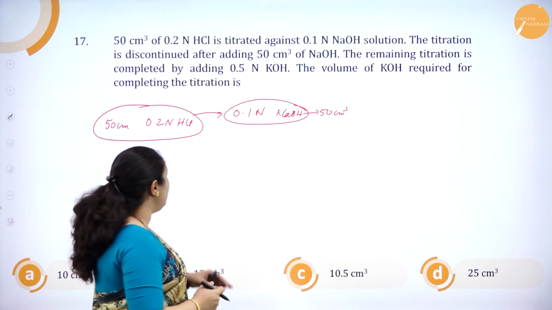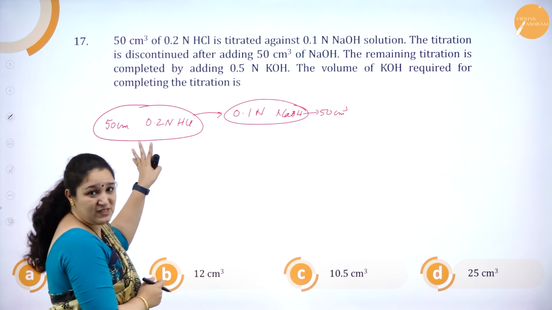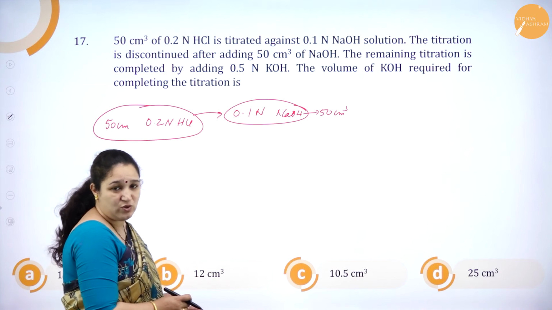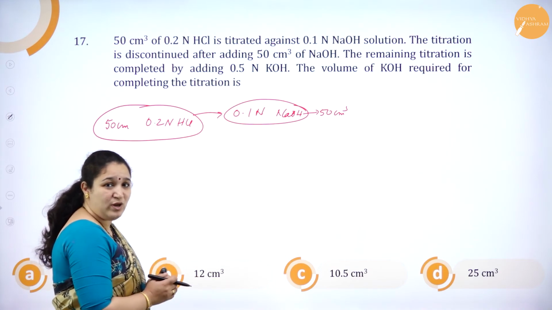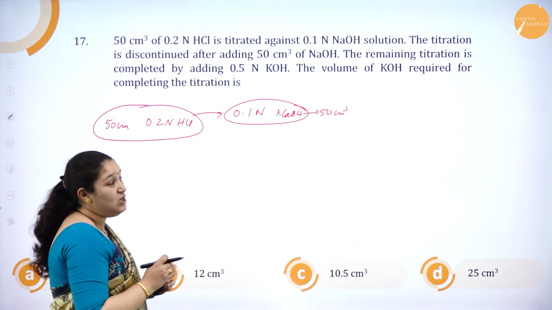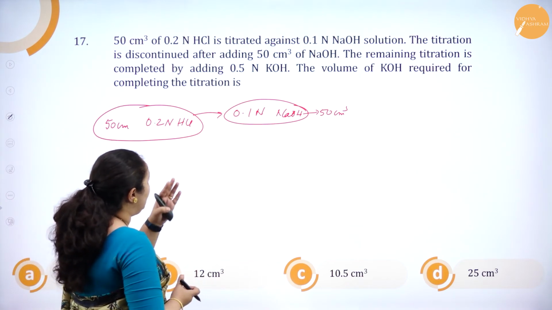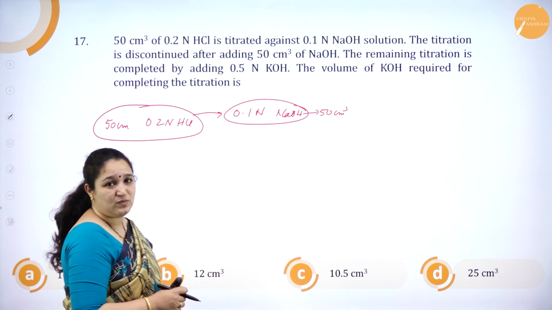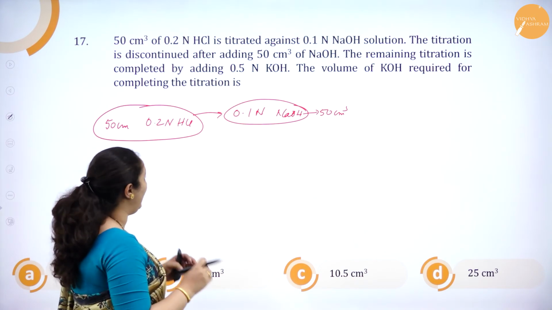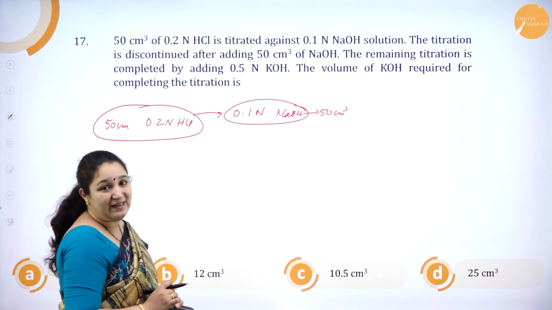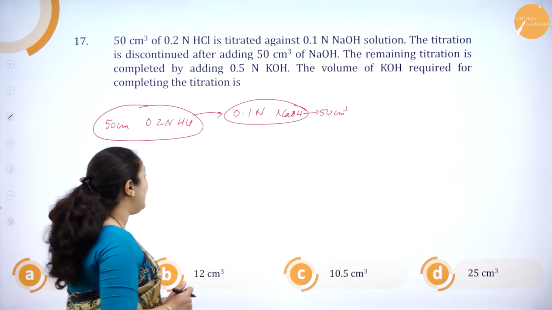Then the remaining solution out of this 50 cm cube, some amount got neutralized with NaOH solution. But there is some more amount of HCl which is not yet reacted, or not yet neutralized. So next they used 0.5 normal KOH for the titration. So what is the volume of KOH required for completion of the titration is the question.